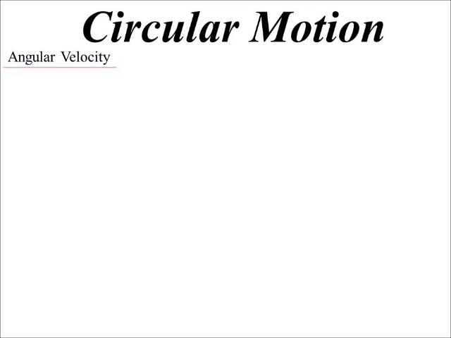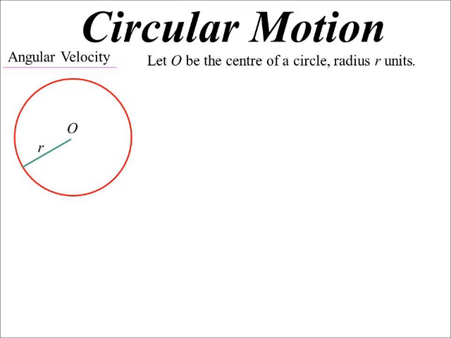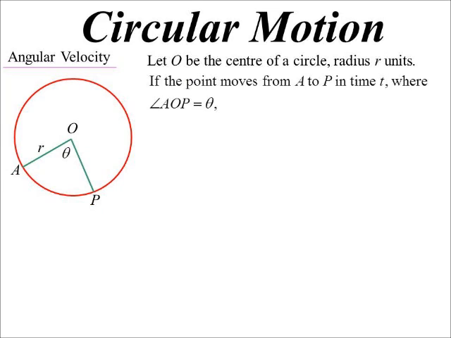Angular velocity. So we've got our circle, and we're travelling around in a circle, certain radius. If I move from A to P, it will sweep out an angle. So rather than thinking about the distance travelled in a certain time, the angular velocity is how much of an angle we sweep out in a certain time period. So that's what we call angular velocity.